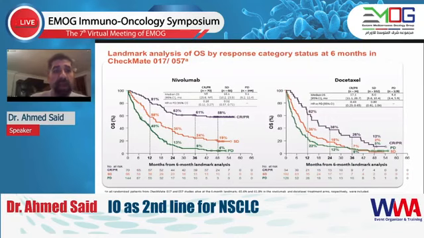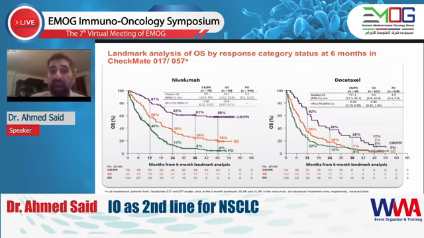So the landmark analysis for overall survival by response category status at 6 months in CheckMate 017 and 057: after 6 months, we stratified the patients according to the response criteria, and overall survival according to this. The median overall survival for complete response and partial response is not reached, for stable disease it is 16.1, and for progressing disease it is 9.1 months.